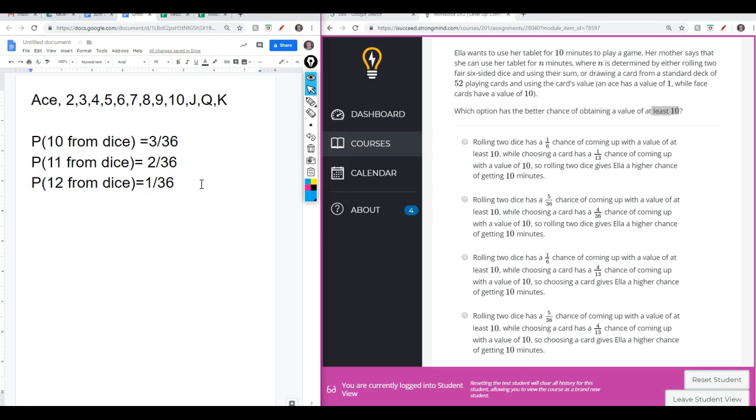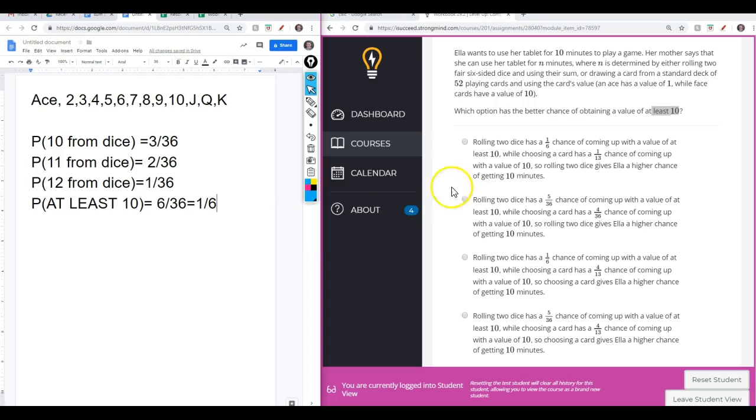So the probability of either rolling 2 fair six-sided dice and using their sum, that it is at least a 10, is 3 plus 2 plus 1, a total of 6 out of 36. So the probability of at least 10 is 6 out of 36, which can be reduced down to 1/6.